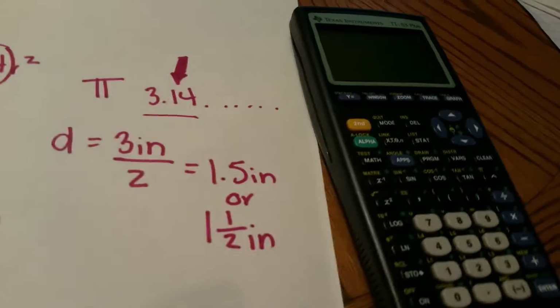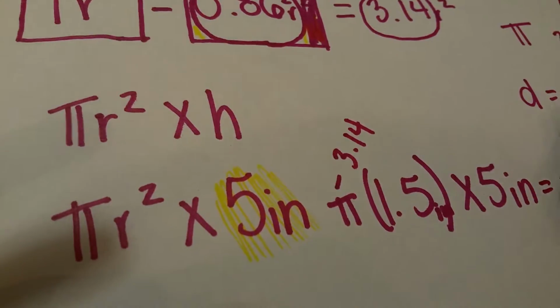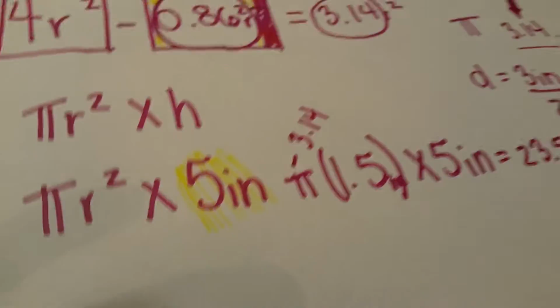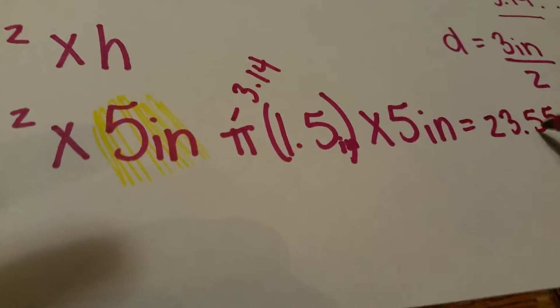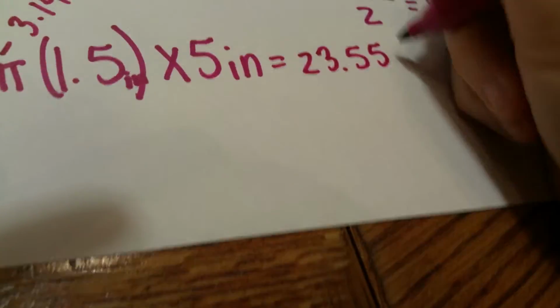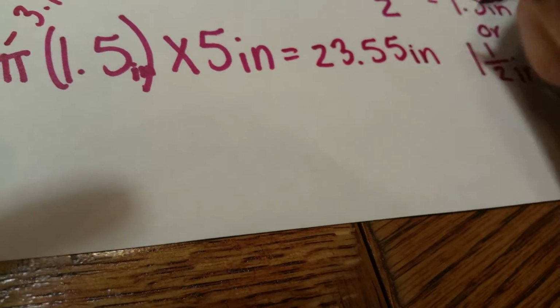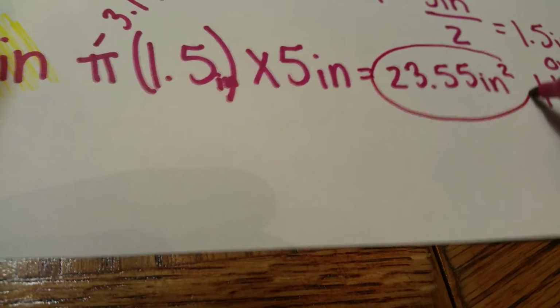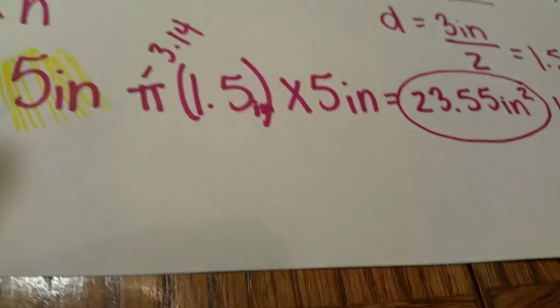So I plugged it into my calculator over here and I got 23.55. So, that's the tenths place, and that's the hundredths place. So, and then we have inches, and then squared. So, that is what we get for our answer.